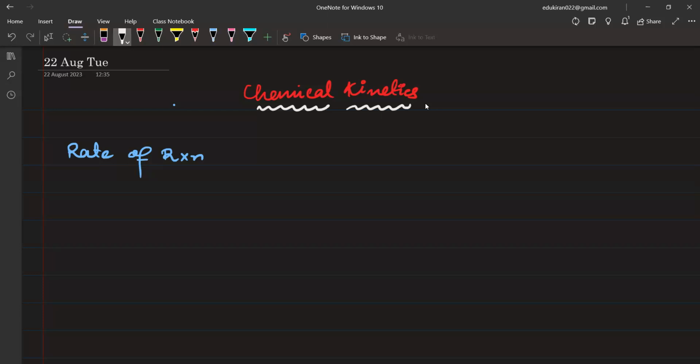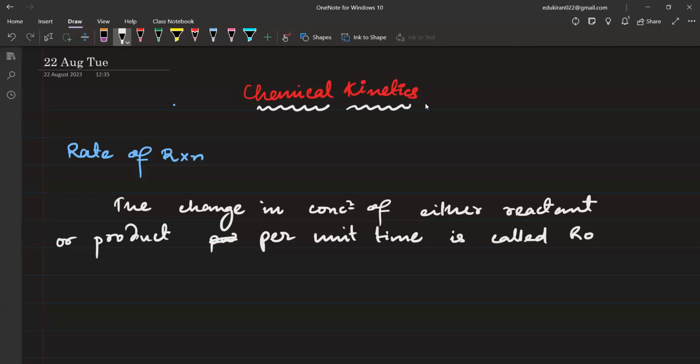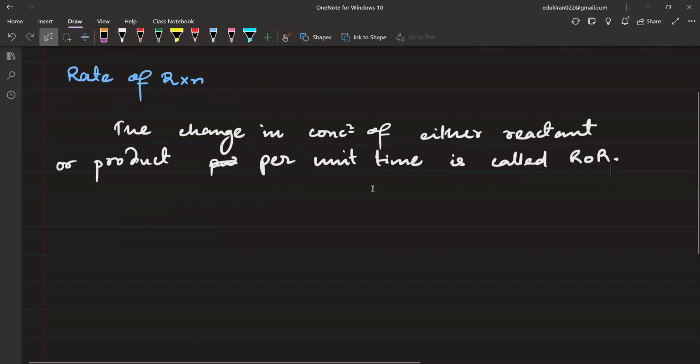What is the rate of reaction? The change in concentration of either reactant or product per unit time is called ROR. That means rate of reaction.